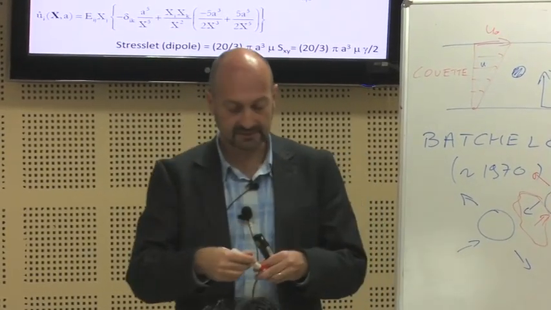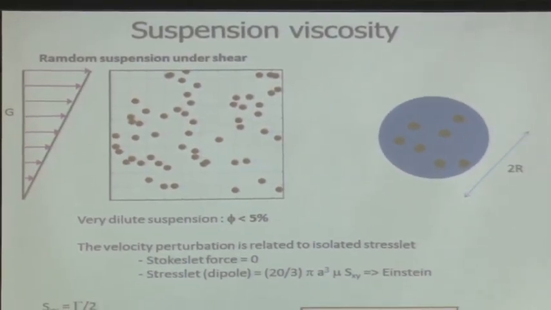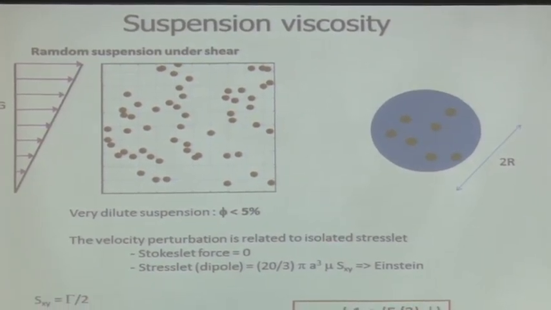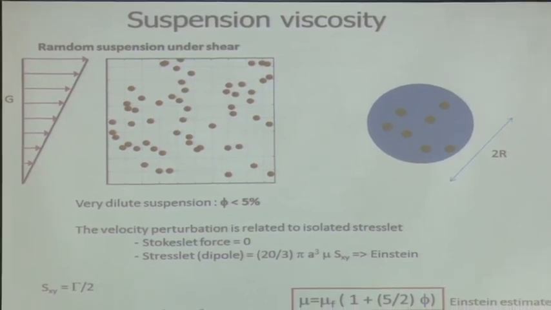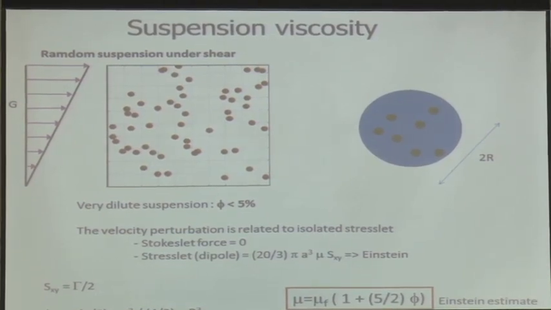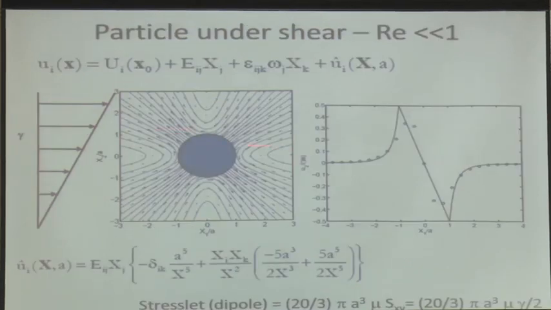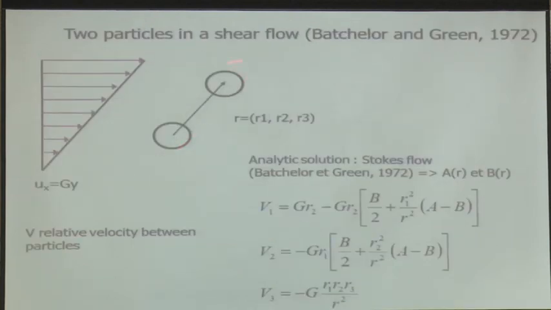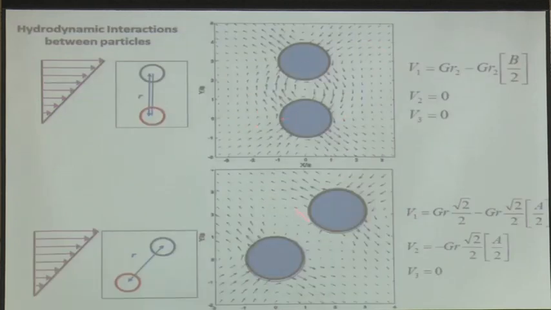So to get the next term in this expansion, which is a term in phi square, rising faster than phi, you need to account for interaction. And then Batchelor in 72 did this calculation. In the 70s, he found the solution for one particle. In 72, he found the solution for the interaction between two particles inside the flow under shear. And again, he found the analytic solution. Okay, these are very great papers. This guy did many, many papers about fluid mechanics and particles. So he found the solution, and this is the type of flow that you can obtain.